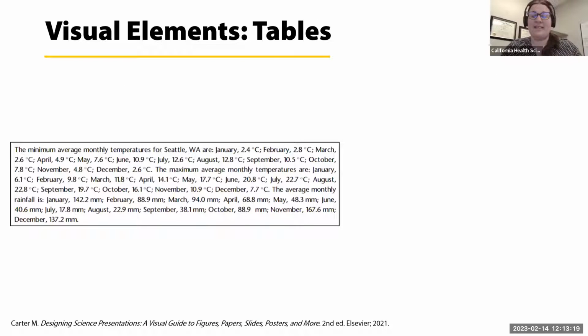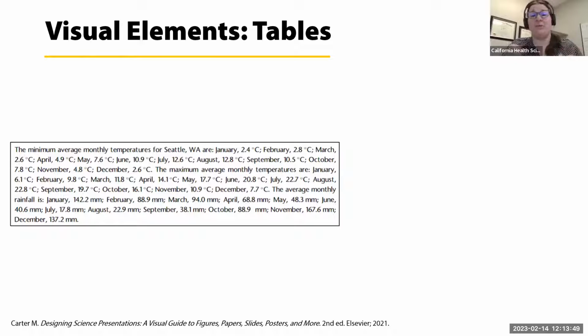So now I'm going to talk about tables. And tables are useful when you have a lot of data that's either too detailed or too complicated to be provided in a block of text. I mean, look at this one here, and this comes from the book Designing Science Presentations. It's really hard to tell, but buried in here are three different things: the minimum average monthly temperatures for Seattle, the maximum average monthly temperatures, and the average monthly rainfall. So it's hard to tell that by looking at this block of text.